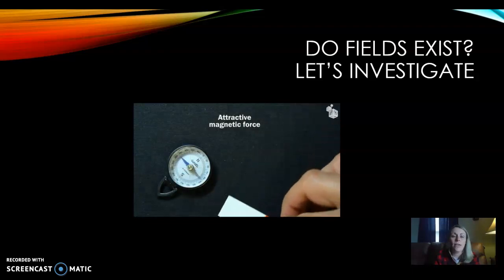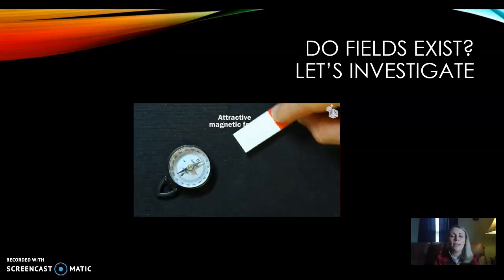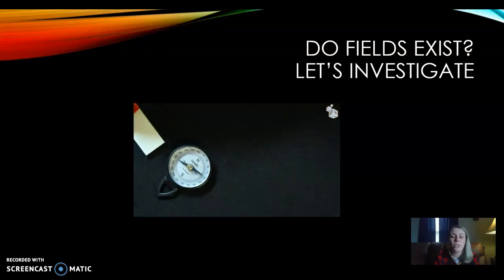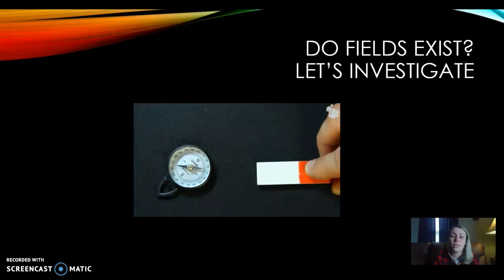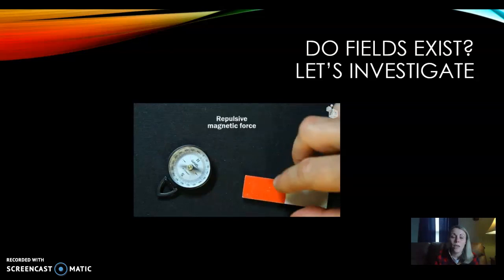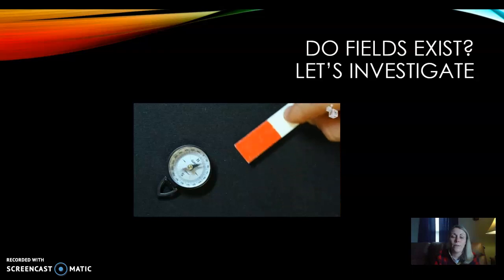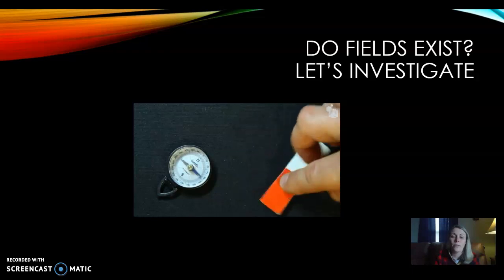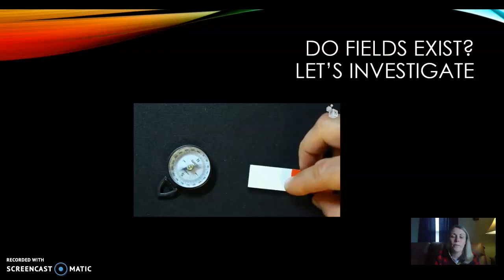Now, the attractive magnetic force on this compass needle, as the person moves this magnet across the table without touching the compass, you can see that the compass needle is moving. Now, when they flip the magnet around, you can see that the compass needle has moved differently.